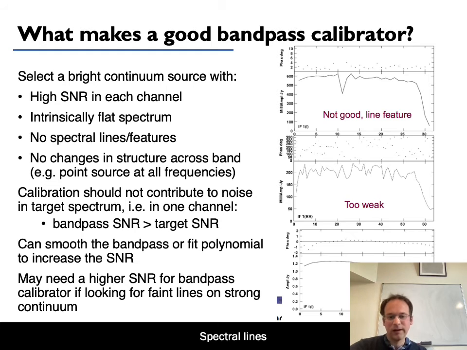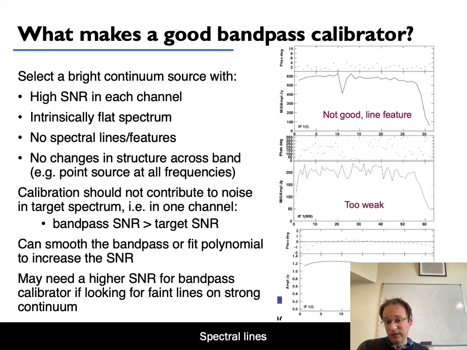Bandpass calibration is therefore clearly very important. So how do we actually choose a good bandpass calibrator? What makes a good bandpass calibrator source? Well, of course, what you want to choose is a source that's very, very bright, that has high signal to noise, and you want it to have as few spectral features as possible. So you want it to have a reasonably flat continuum spectrum, which is also absent of any spectral lines at the frequencies you're observing. So you don't want an absorption line, for example, in this continuum source's spectrum at the frequency of the line that you're trying to detect.